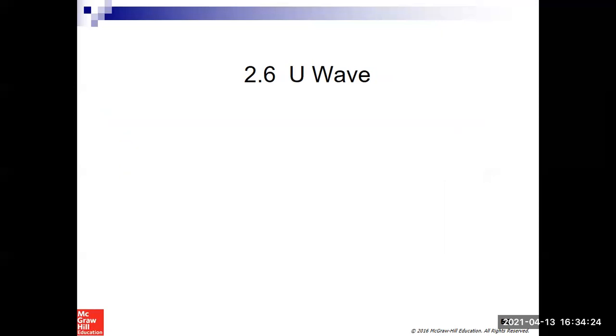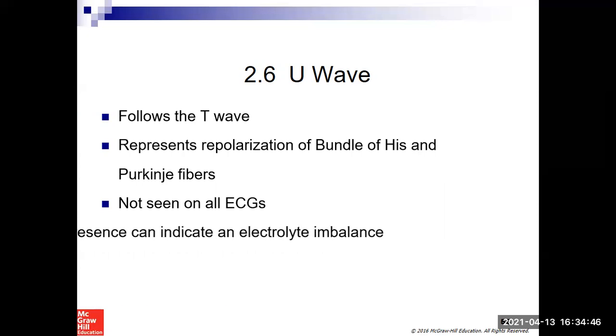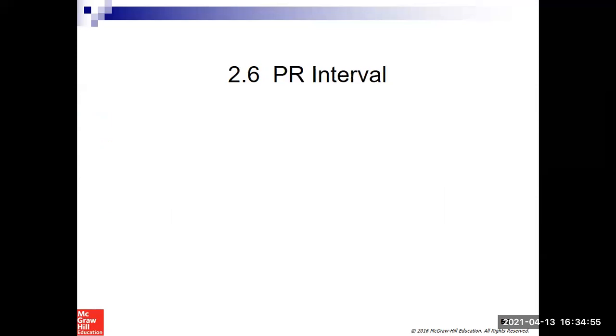Please look at that. Your U wave follows the T wave. It represents repolarization of the bundle of His and the Purkinje fibers, and it's not seen on all ECGs. You're not going to be guaranteed to see a U wave. It is not normal to find it on a normal ECG, but it may happen. So you may not see it on all of them, so don't look for them. The presence can indicate an electrolyte imbalance. So if there's electrolyte imbalance going on, then you may see it.